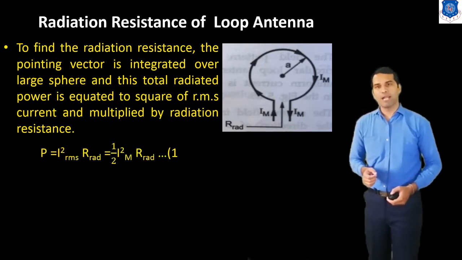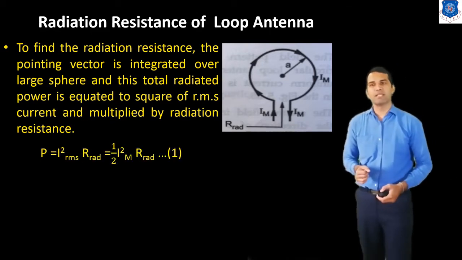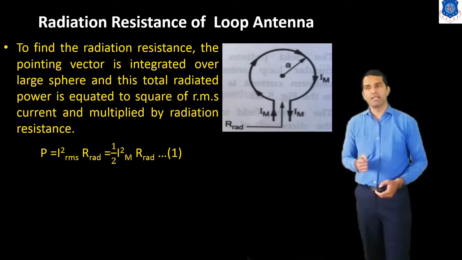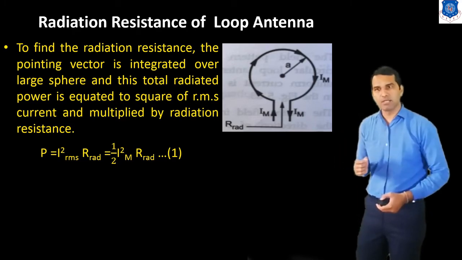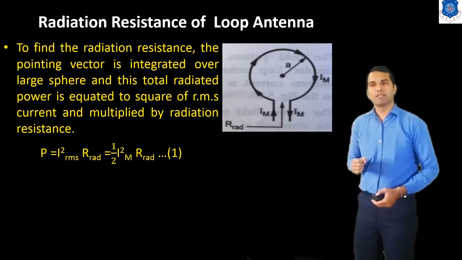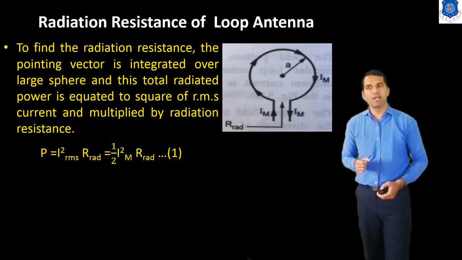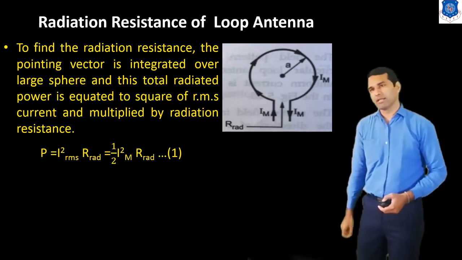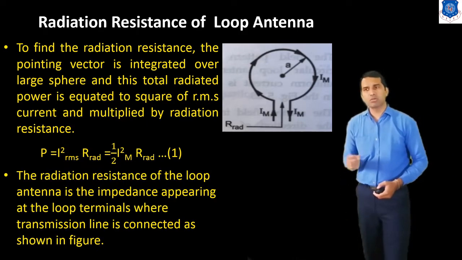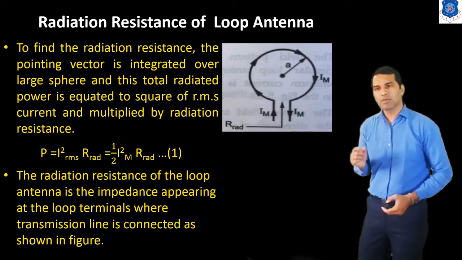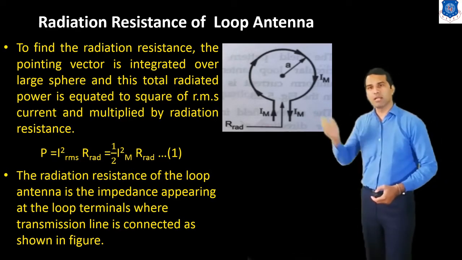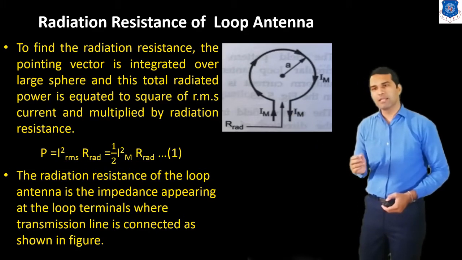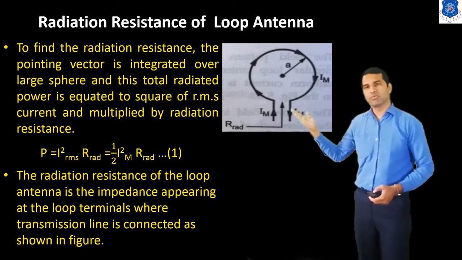So from the basic equation, P is equal to I square R. So we can write P is equal to I square RMS into R radiant, that means the radiation resistance. We can also write this equation in the simple form as 1 by 2 I square m into R radiant. The radiation resistance of the loop antenna is the impedance appearing at the loop terminal, that means here at the loop terminal where the transmission line is connected, as shown in this figure.